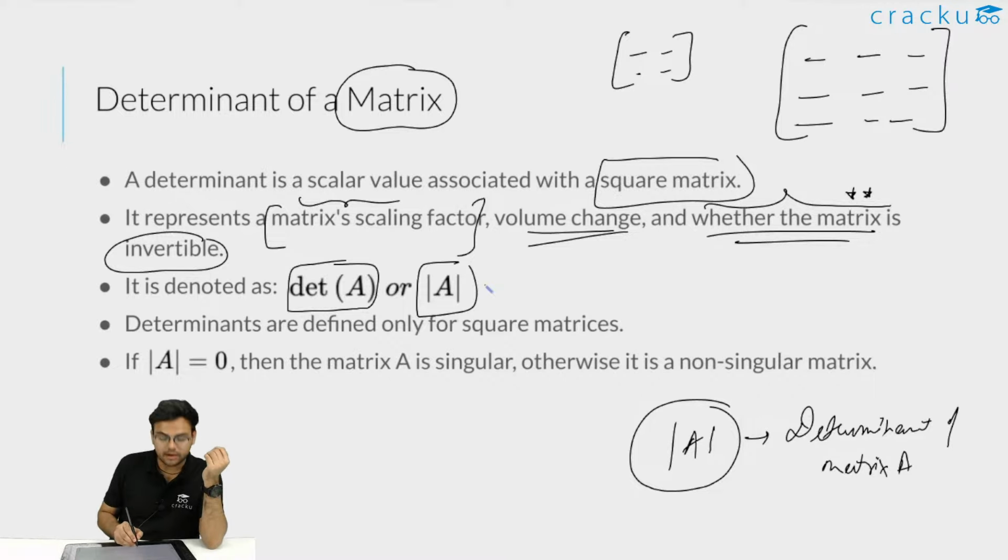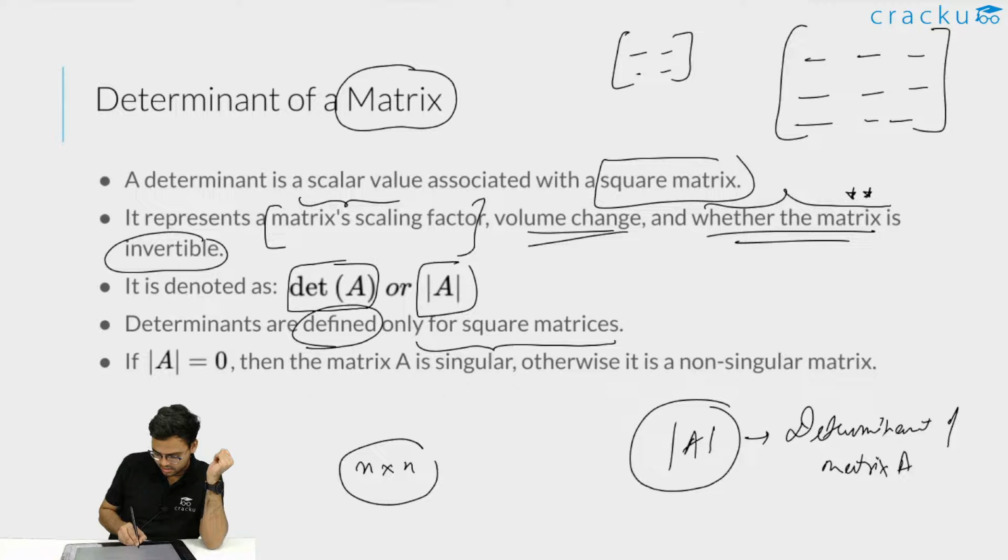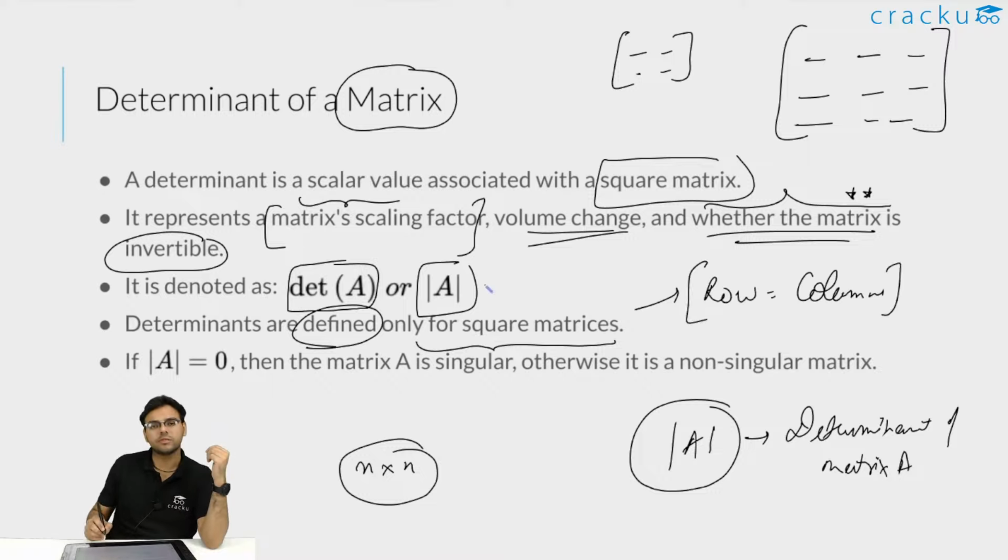Then again, another very important condition is that it is defined only for square matrices, that is matrices of the order n cross n. What were square matrices? As we discussed yesterday, these are matrices which have an equal number of rows and columns. Determinants are only defined for square matrices, not any other matrices. Let's say if the matrix is of the order 2 cross 3, this is not a square matrix, so the determinant is not possible for this.